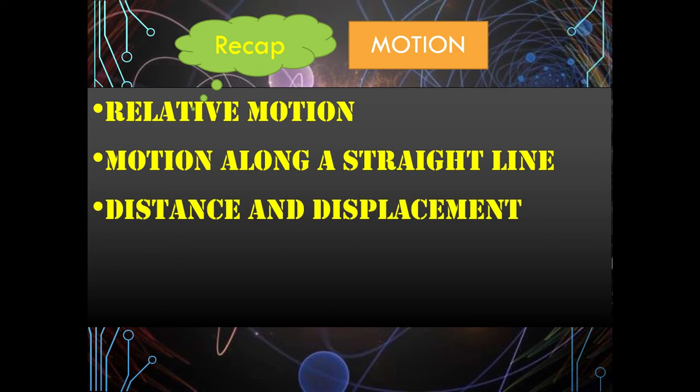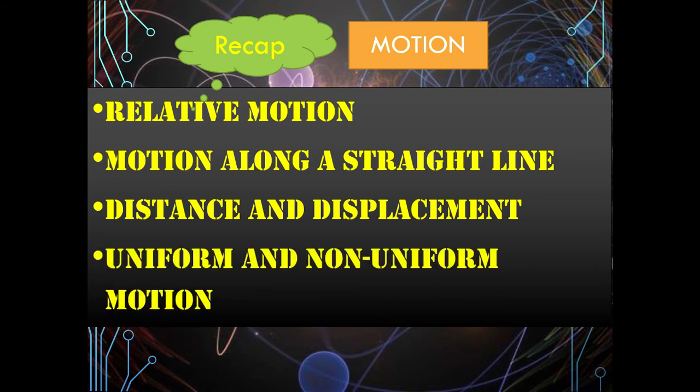After that, we have seen distance and displacement. Distance is the total length covered by the person. It is a scalar quantity. It has a value. It cannot be zero. But displacement is the difference between the initial position and the final position. It can be zero because the initial position and the final position can be the same. It is a vector quantity. Distance has no direction, displacement has direction.